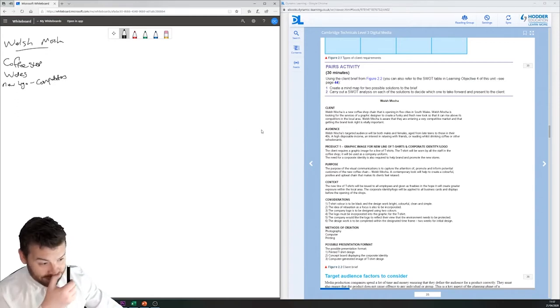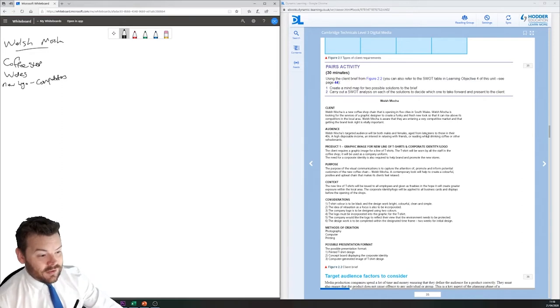Their target audience is males and females, aged from late teens to 40s, quite a wide range, high disposable income, with an interest in relaxing with friends, reading and drinking coffee. Great.